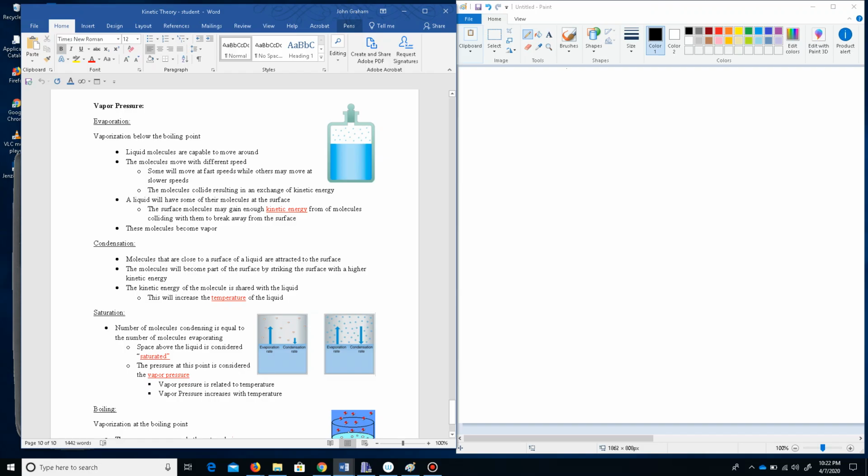All right, so with evaporation, this is where vaporization below the boiling point happens, and so you get a liquid becoming a gas below the boiling point. The liquid molecules are capable to move around. These molecules will move at different speeds, some faster than others, and they will collide with each other, and when they collide, they're exchanging kinetic energy, and so some molecules build up enough energy to break the surface and start becoming a vapor, and you start having vaporization.